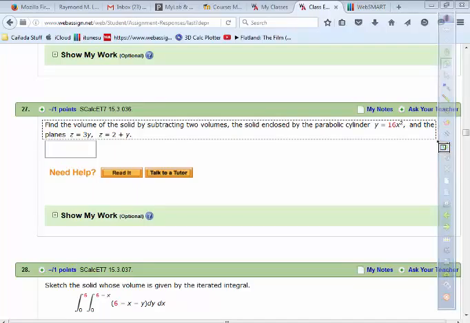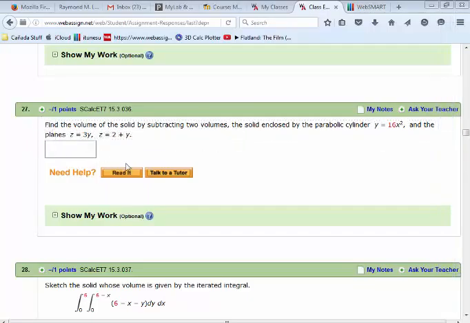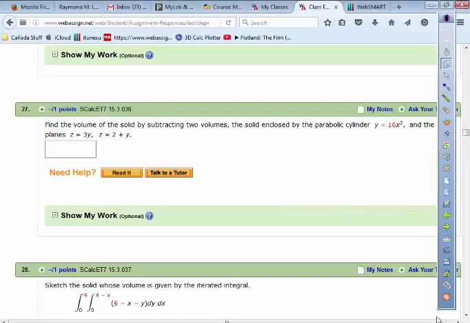Find the volume of the solid by subtracting two volumes. The solid enclosed by the parabolic cylinder and the planes. What are you subtracting? I don't like that problem. Let's try another one.